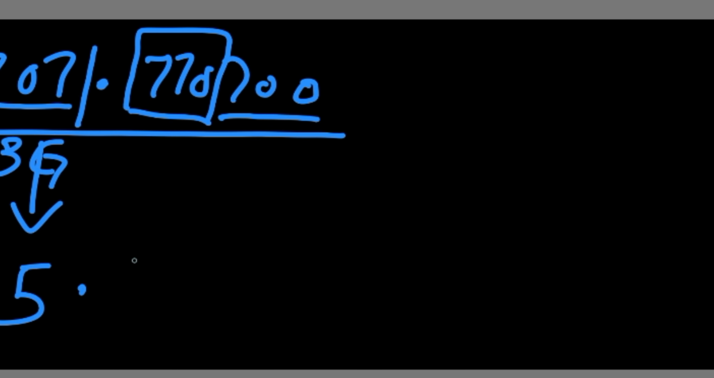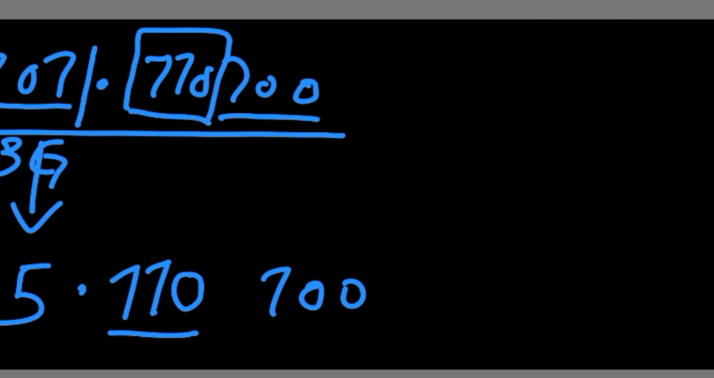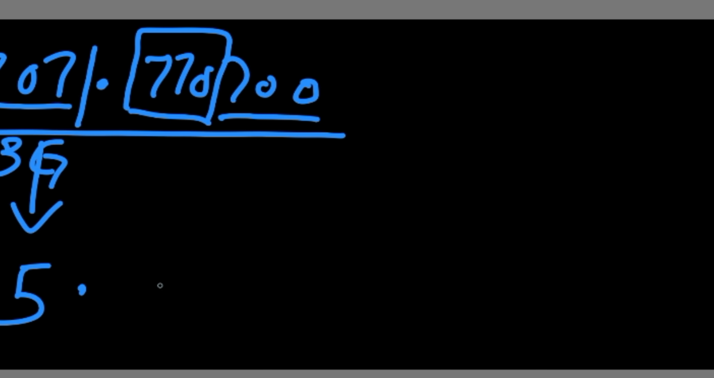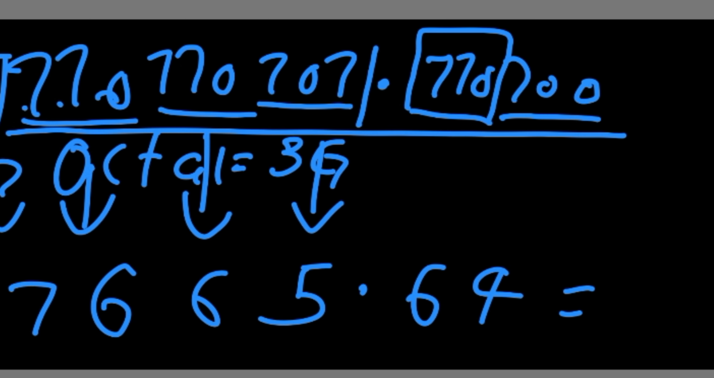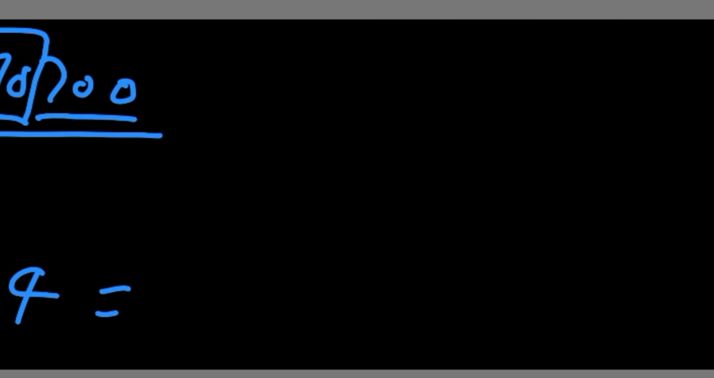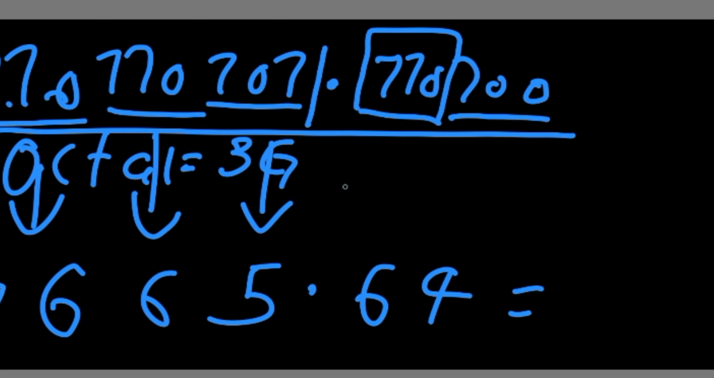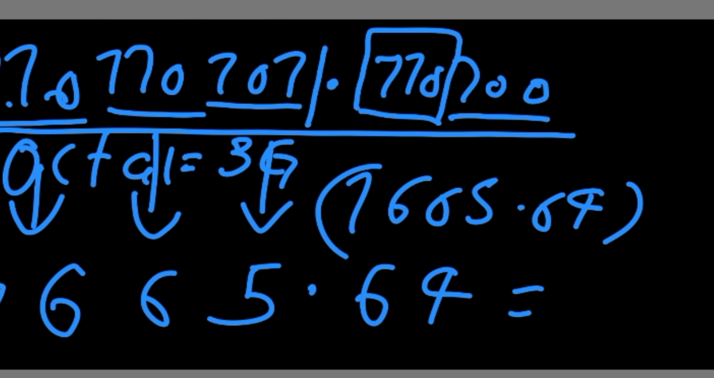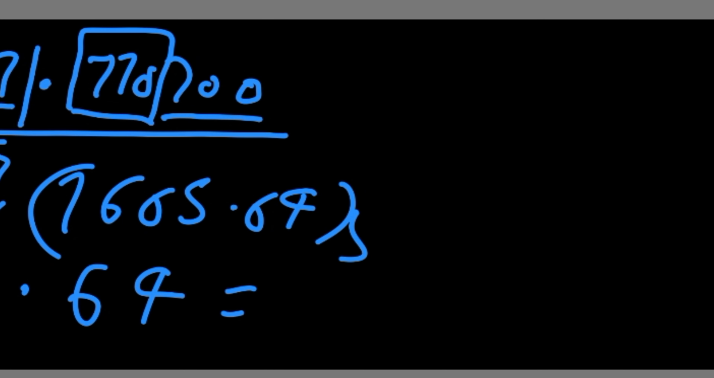Sorry, left. So it would be 110 with a group of 3 and 100 with another group of 3, which is obviously 6 and 4. So the answer of converting this number 110 110 101 1 dot decimal 110 100 is 1665.64 with a base of 8.